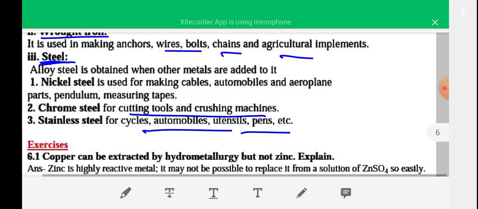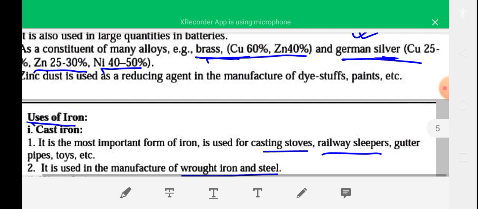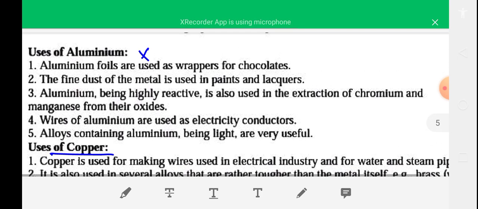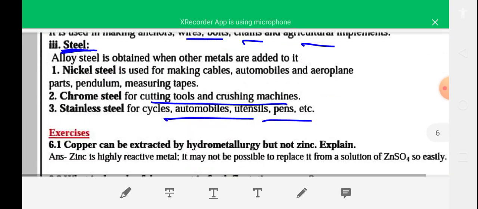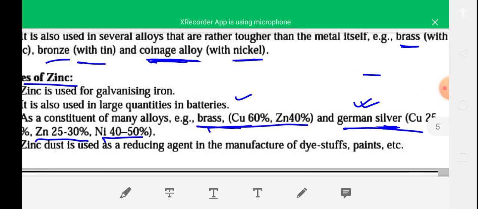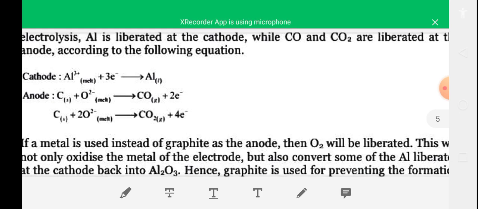Okay, so all these alloys and their composition and their use you have to read. Okay, and how to extract different metals. Thank you, students. This chapter is completed.